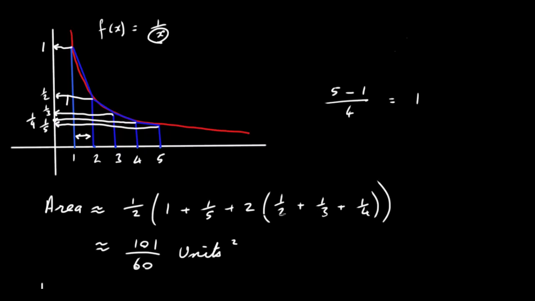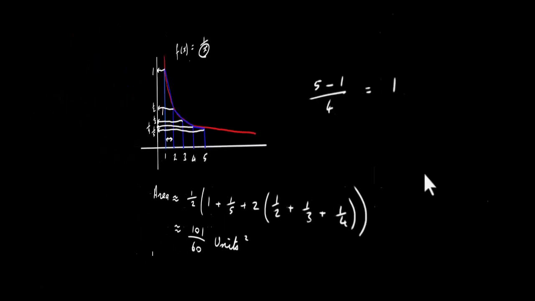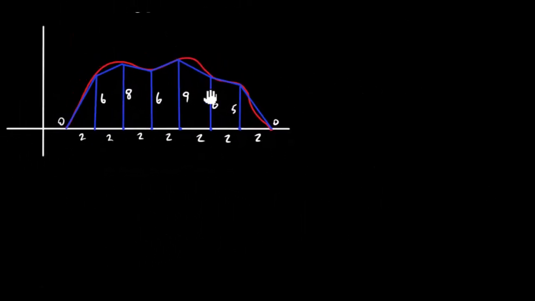Okay, that's one example. Let's have a look at another one. So let's have a look at this one here. So fairly straightforward one again. The area here is just going to be h, which is 2, the distance between here, here, here, and here, and so on. Just 2 over 2 times the first height.